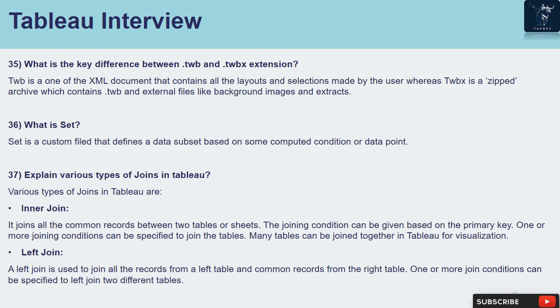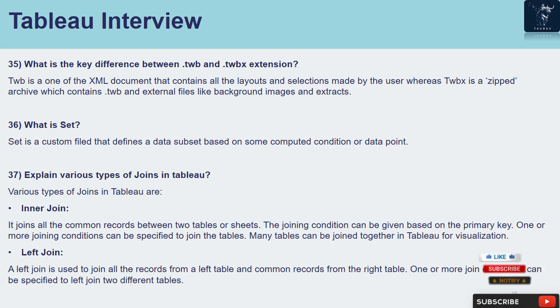35. What is the key difference between .twb and .twbx extension? TWB is an XML document that contains all the layouts and selections made by the user, whereas TWBX is a zipped archive which contains .twb and external files like background images and extracts. 36. What is a set? A set is a custom field that defines a data subset based on some computed condition or data point.